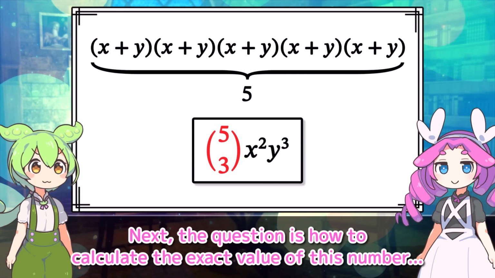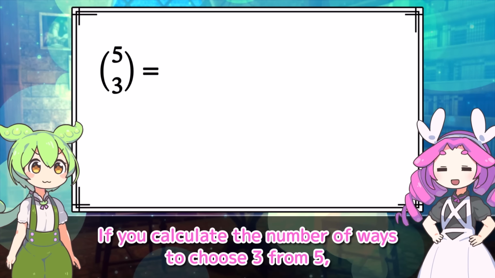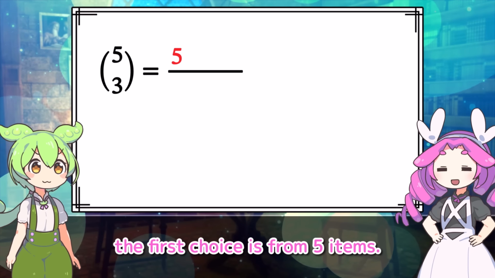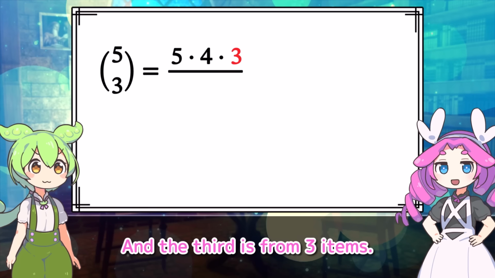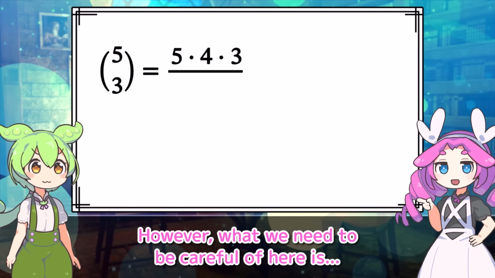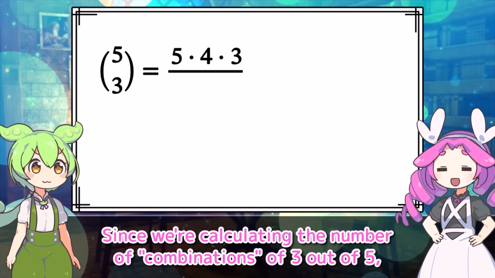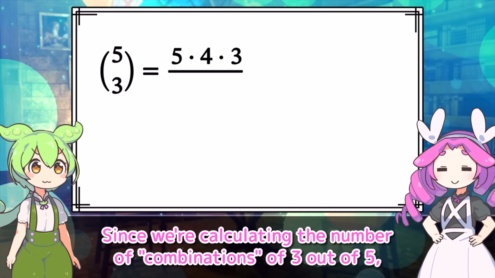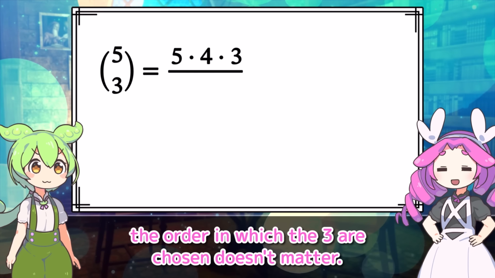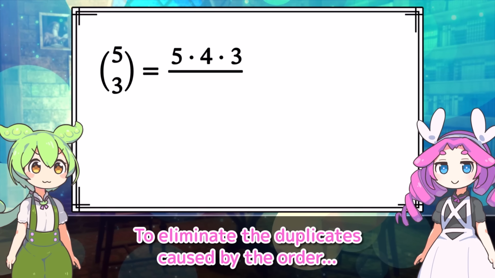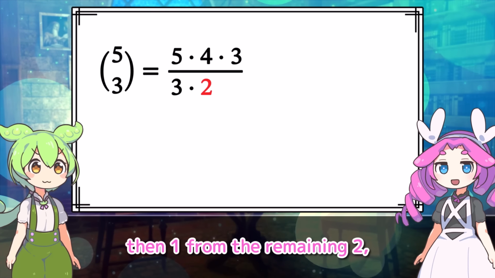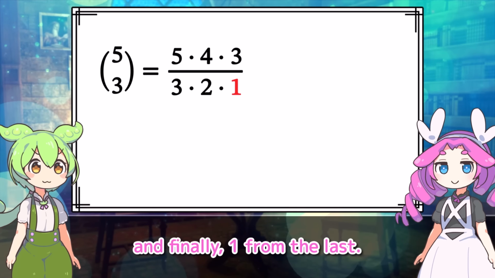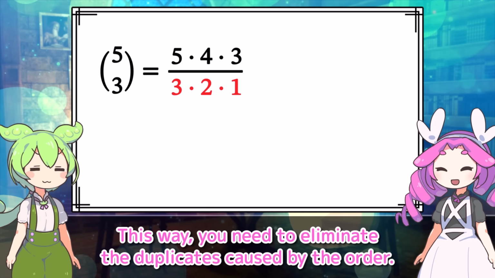Next, the question is how to calculate the exact value of this number. If you calculate the number of ways to choose 3 from 5, the first choice is from 5 items. For the second, it's from the remaining 4 items. And the third is from 3 items. However, what we need to be careful of here is, since we're calculating the number of combinations of 3 out of 5, the order in which the 3 are chosen doesn't matter. To eliminate the duplicates caused by the order, first, you choose 1 out of the 3, then 1 from the remaining 2, and finally 1 from the last. This way you need to eliminate the duplicates caused by the order.